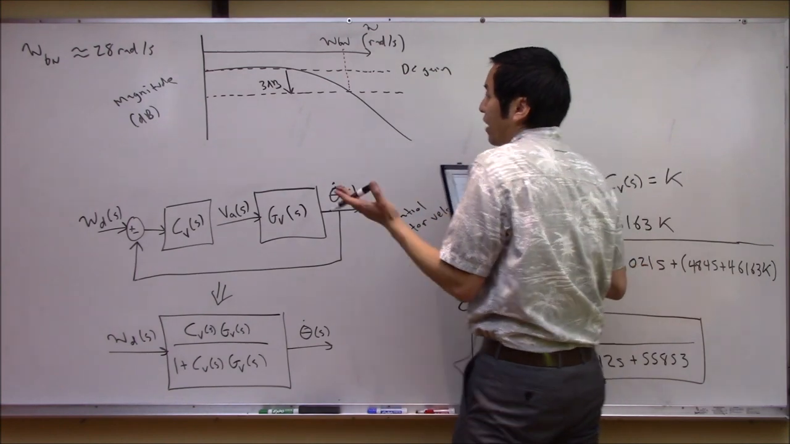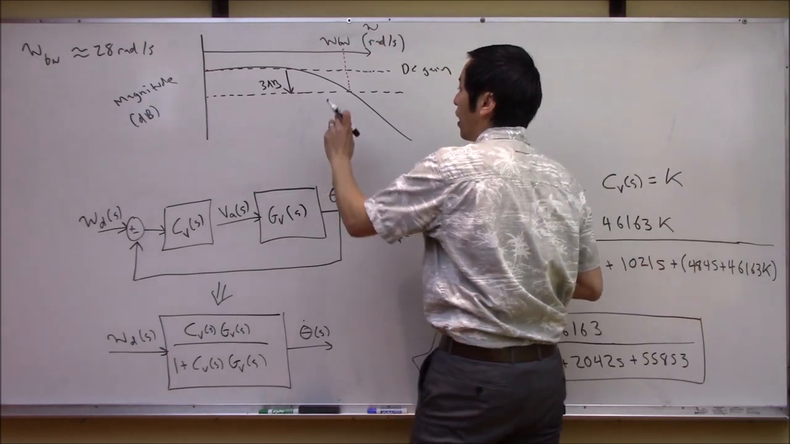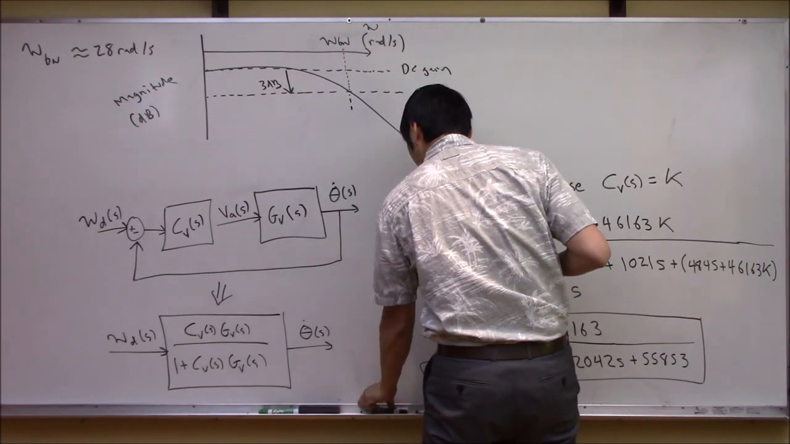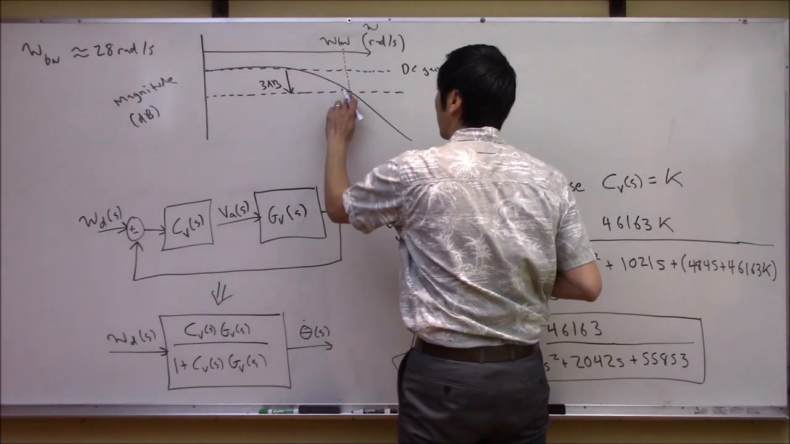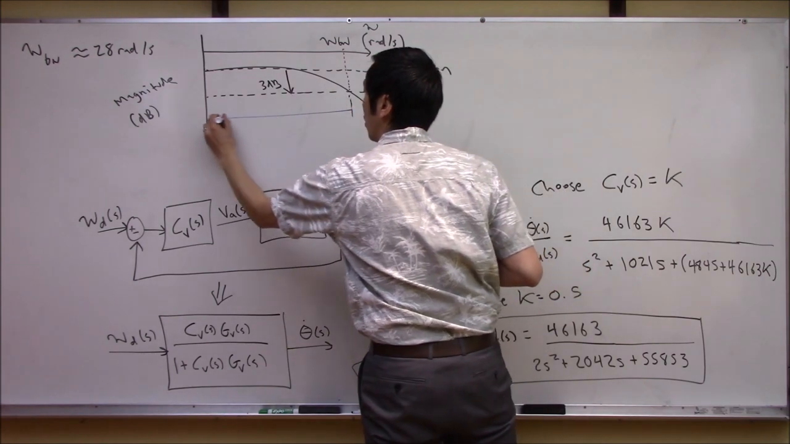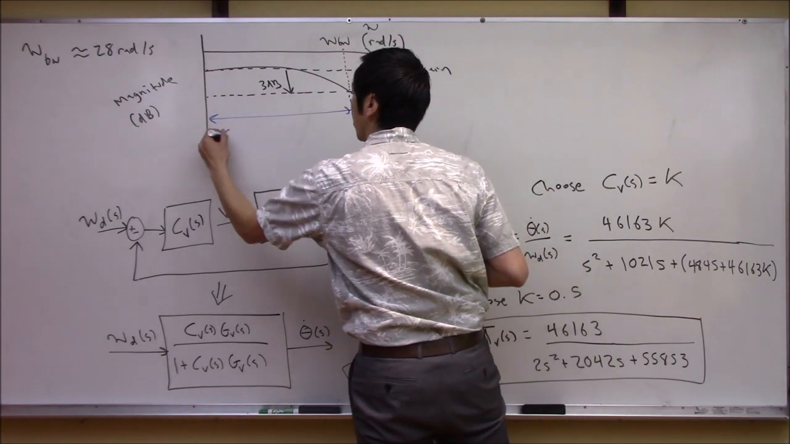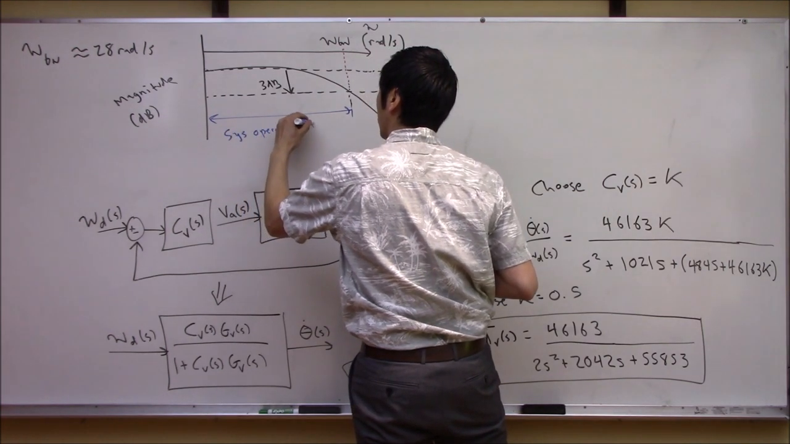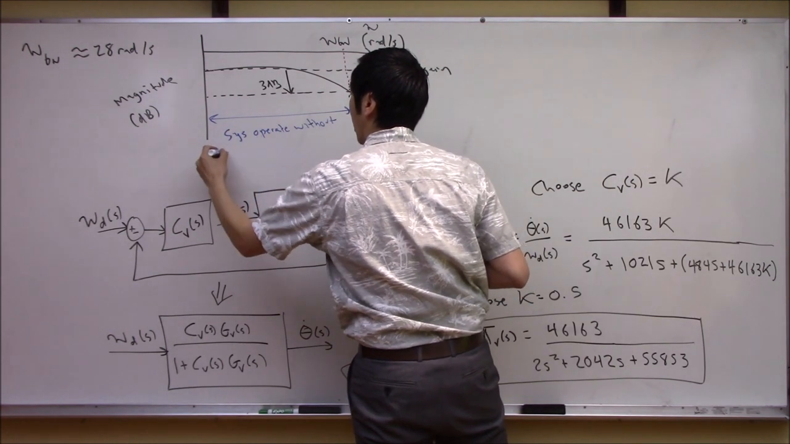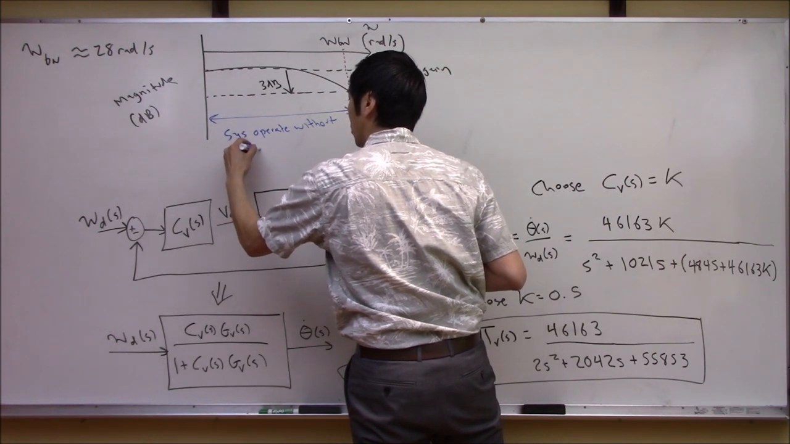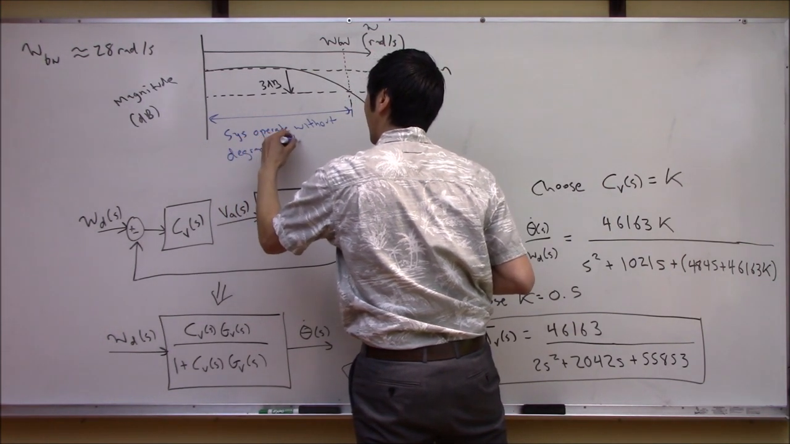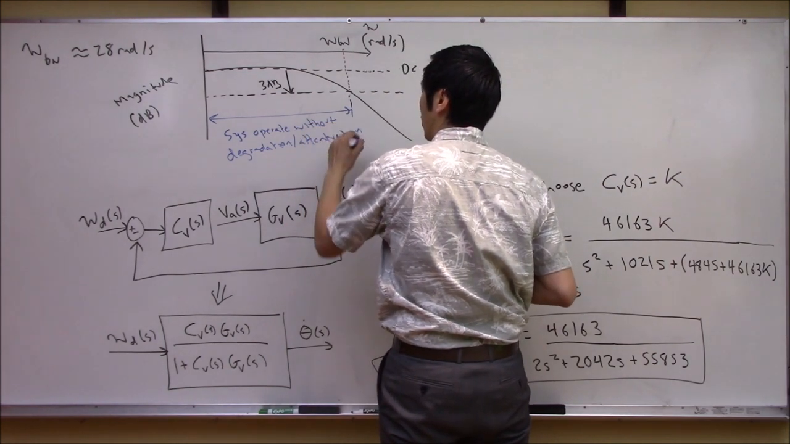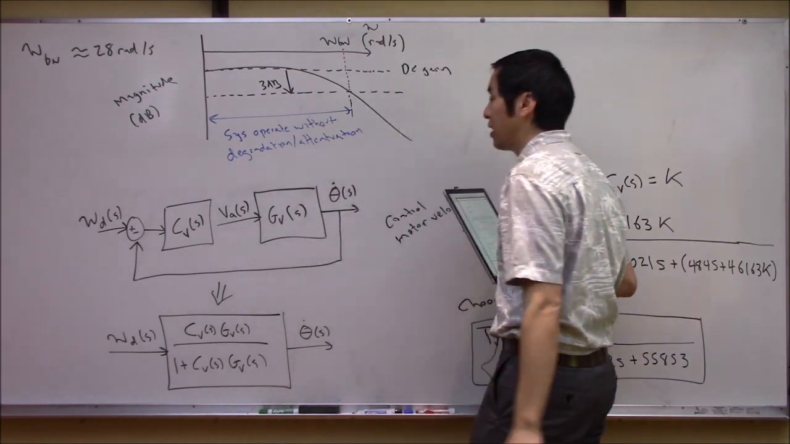Right. So the idea with the bandwidth calculation is it basically tells us that the system in this range here, as long as the input frequencies are below the bandwidth here, the system should be able to operate without degradation/attenuation. Right. So that's how we're measuring degradation, is how much does it attenuate from the DC gain.